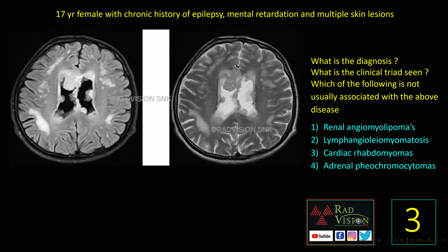Next, a 17-year-old female with chronic history of epilepsy, mental retardation and multiple sclerosis lesions. What is the diagnosis? What is the clinical triad which is seen? And which of the following is not usually associated with the disease?